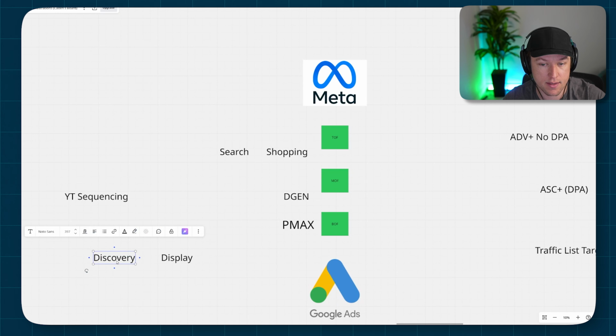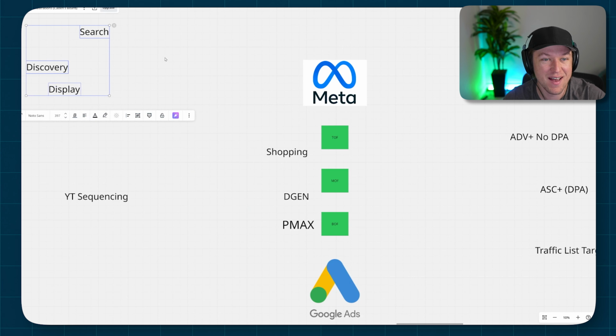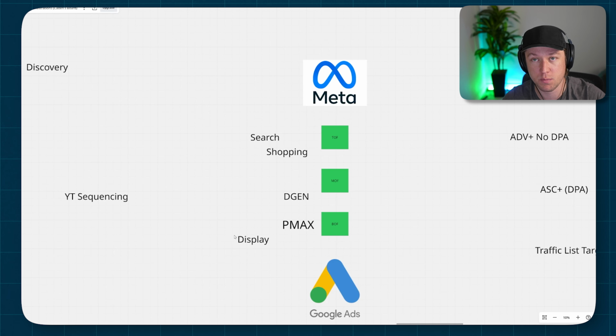The next thing that I want to throw in here is discovery and display. Those are out of here. So I do not use discovery or display. I try to stay away from those. It's awful. If you were to run display, I run it only as bottom of funnel, but I'd rather just run it in Performance Max because it just consolidates all of it together. And I don't really care if my display is doing better than my product listing.